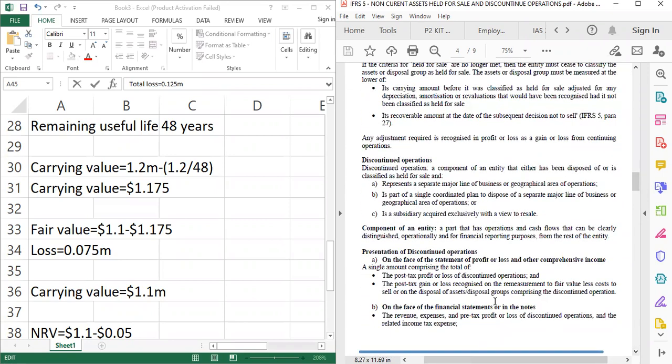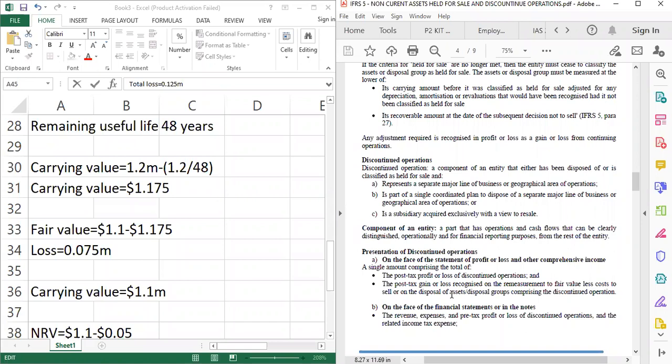So presentation of discontinued operation. On the face of the statement of profit or loss and other comprehensive income, a single amount comprising the total of the post-tax profit or loss of discontinued operation and these things. The only thing is the part that you are discontinuing. If you should continue using it, what is the profit or loss that you are going to generate from that portion? So you calculate it and show it on the statement of profit or loss as discontinued operation.